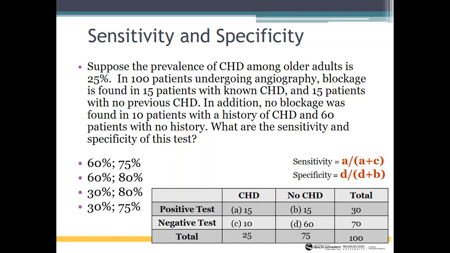So they want to know the sensitivity and specificity. So remember, sensitivity is your true positives over all patients with the disease. So it's 15 over 25. And then specificity would be your true negatives over all patients without the disease, the negatives. So that would be 60 over 75. And so the answer would be 60% and 80%.